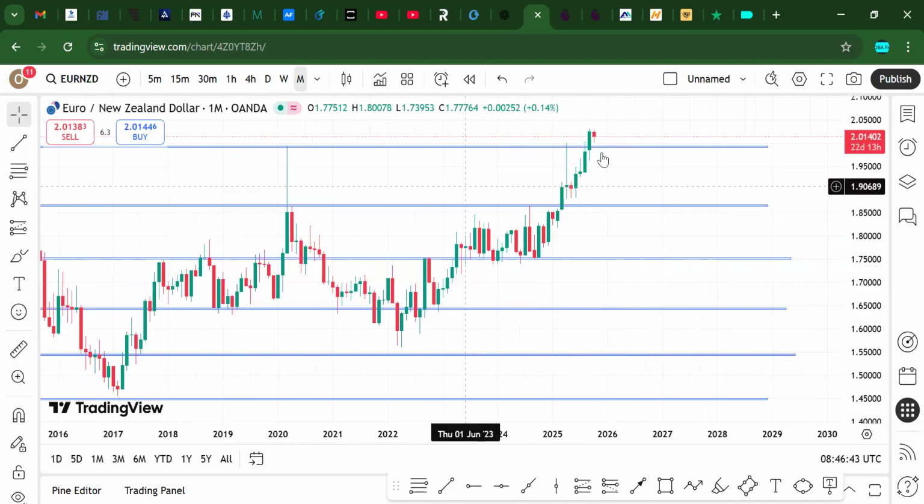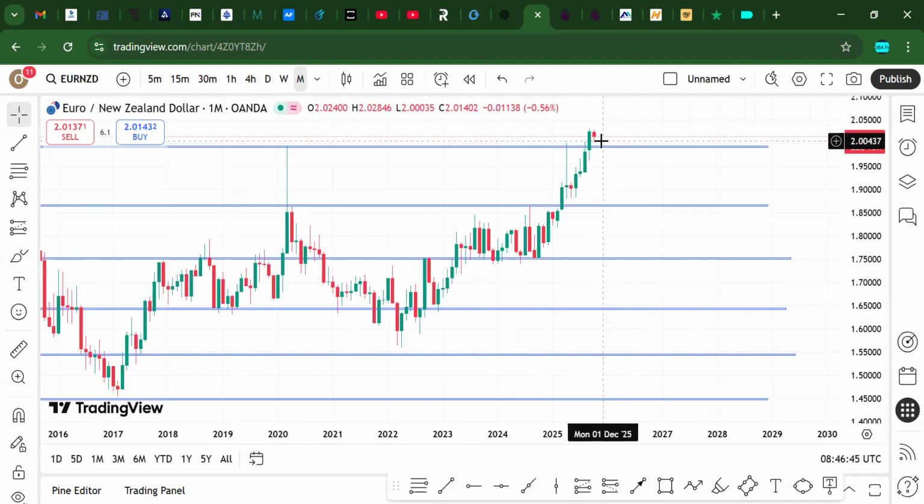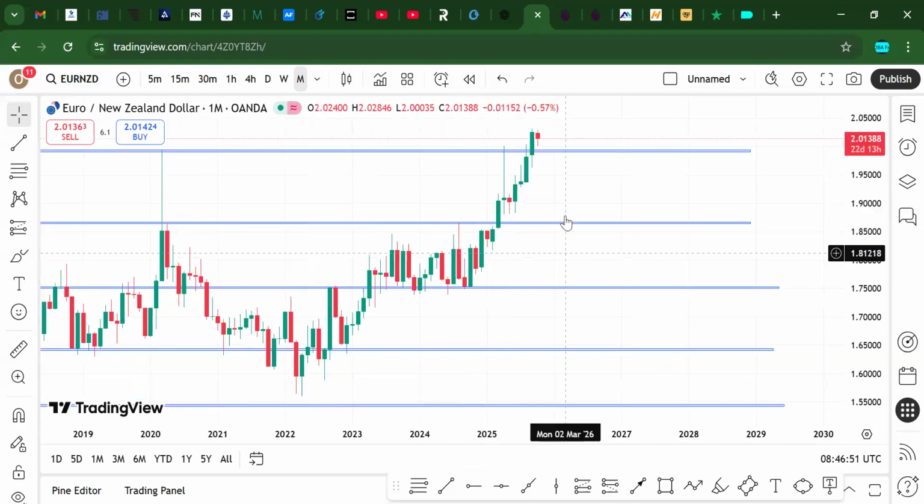Now, does that mean we should go directly to start pumping in buy trades? No. Why? Because we do not take our trades on the monthly time frame. So now, having gotten this necessary information from the monthly time frame, what we do next would be to go to the weekly time frame.